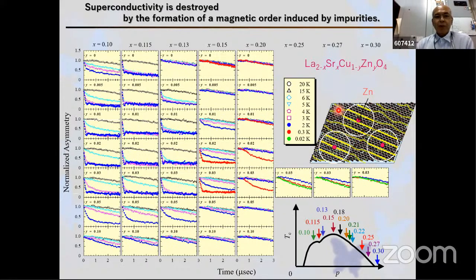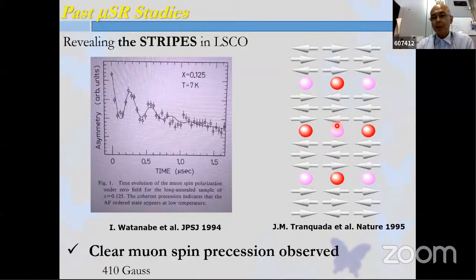MuSR is also very sensitive. For instance, if we change the carriers, the ordered state changes. This one is Professor Adachi's old data. MuSR can sense the change in the ordered state by changing the carriers. That means the stripe state changes with the number of carriers, of course. So we can sense this kind of change of spin structure in the stripe state by using MuSR.